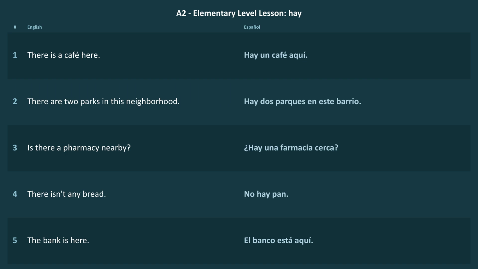En mi barrio hay una plaza pequeña. In my neighborhood, there is a small square. Hay un café al lado de la plaza. There is a cafe next to the square. Por la mañana hay mucha gente allí. In the morning, there are many people there. ¿Hay una farmacia cerca? Is there a pharmacy nearby? Sí, la farmacia está en la calle principal. Yes, the pharmacy is on the main street. No hay un banco en la plaza, pero hay uno cerca. There isn't a bank in the square, but there is one nearby.